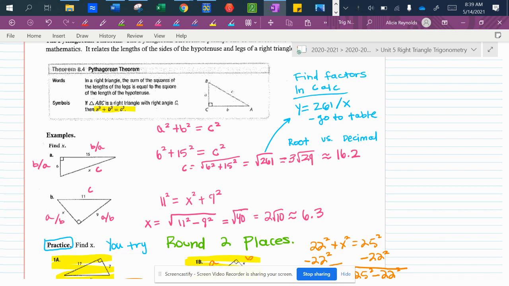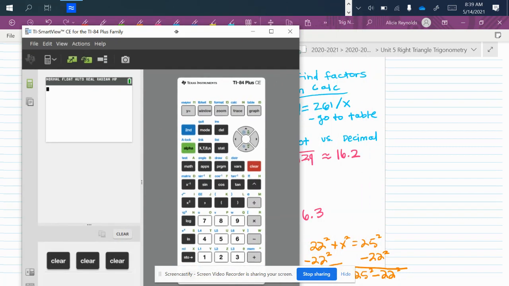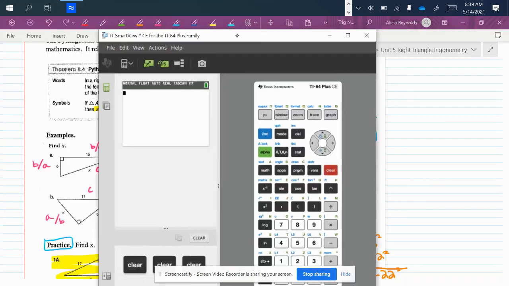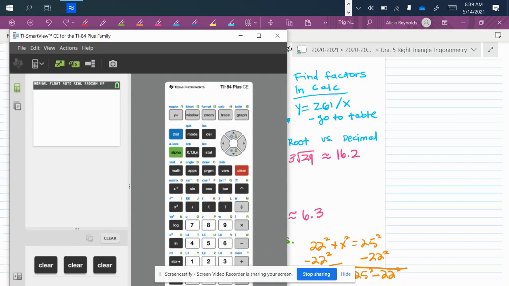So this is going to be an important process that we're going to use to find our factors in the calculator. So let's show that real quick. So if we're looking at our calculator, oops, that's not what I was trying to do. Stop it. There we go. It's being stubborn. Let me move this over some.